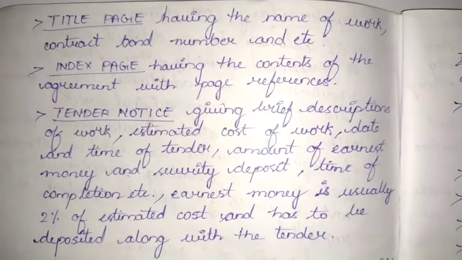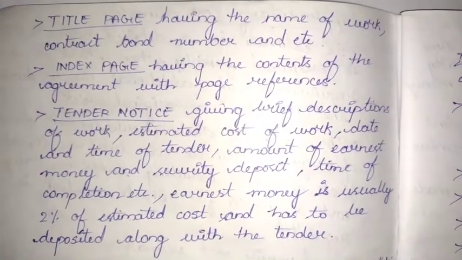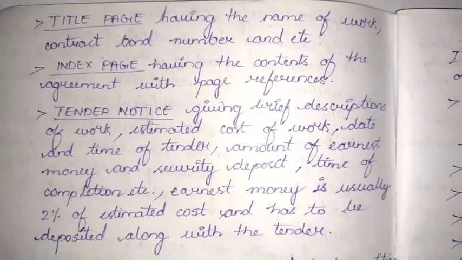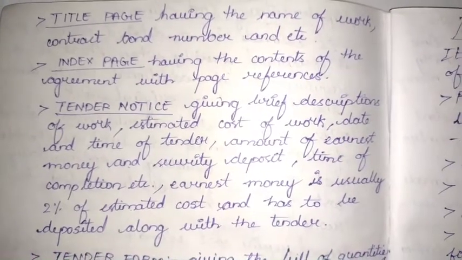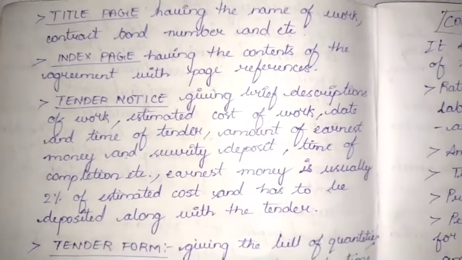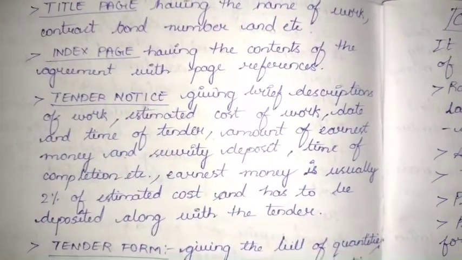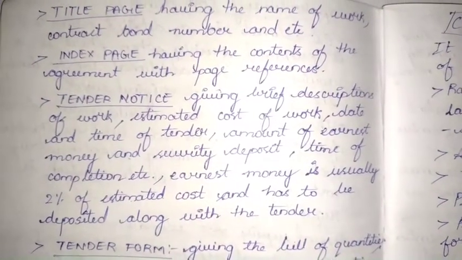First one, that is the title page, having the name of the work, contract, bond number, etc. Whatever the main requirement is, whatever the work being undertaken, that will be mentioned in this title page. And next we have the index page.